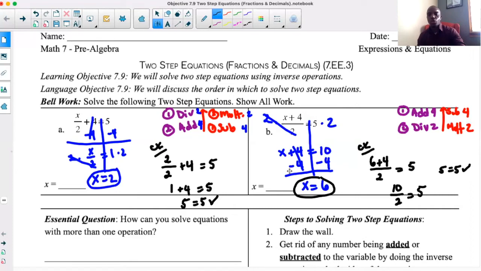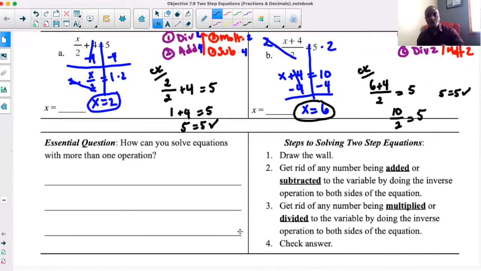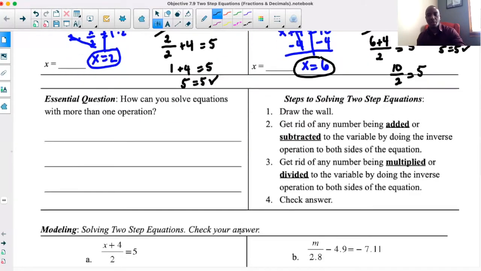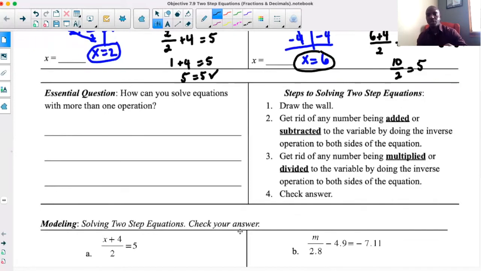Of course, as usual, there are steps here for you. I wrote the steps out: draw the wall, get rid of the number being added or subtracted first, right?